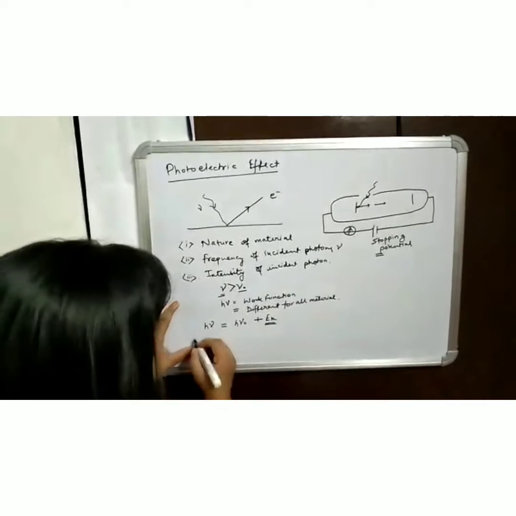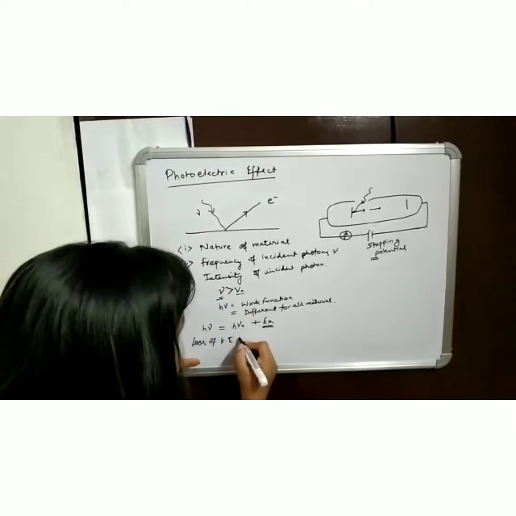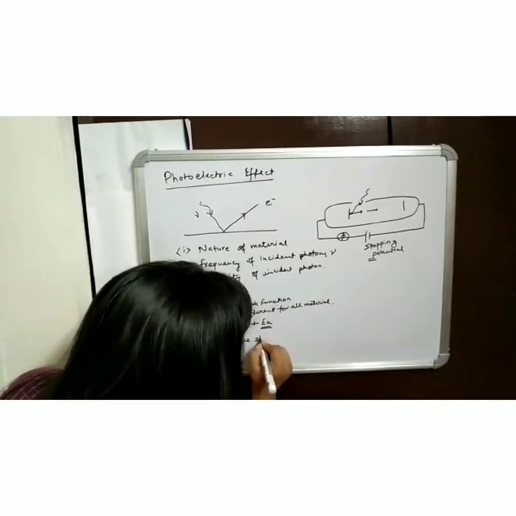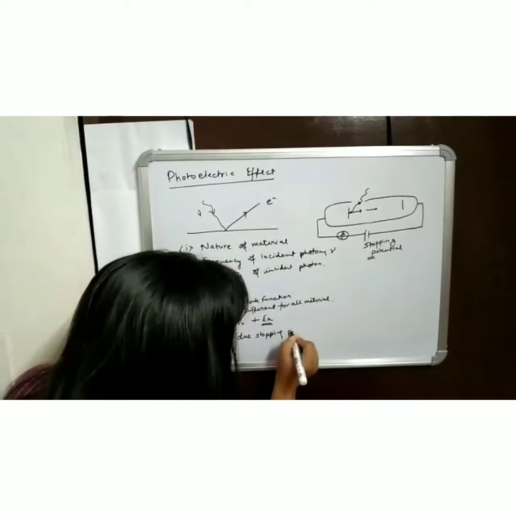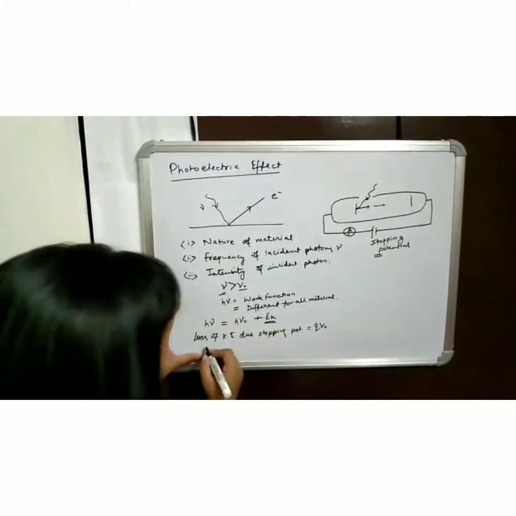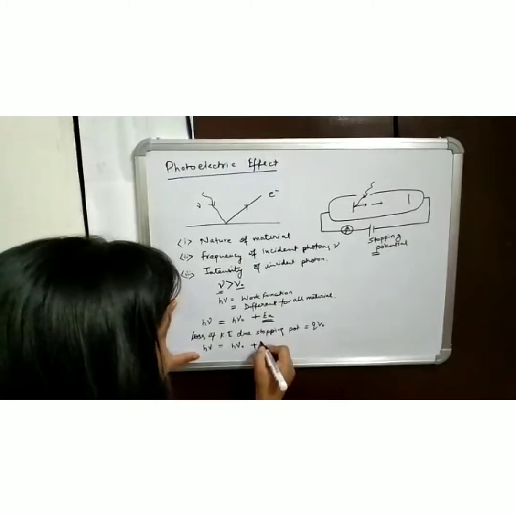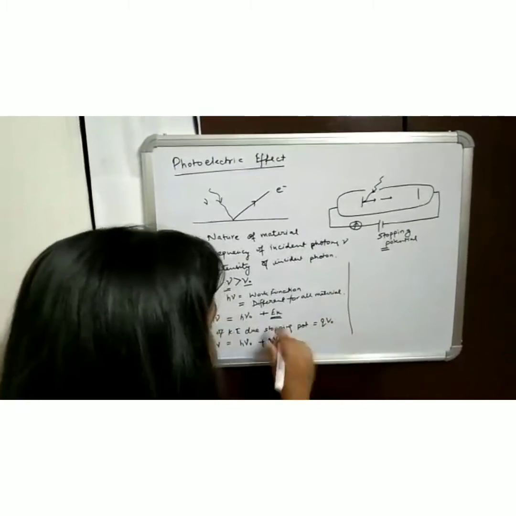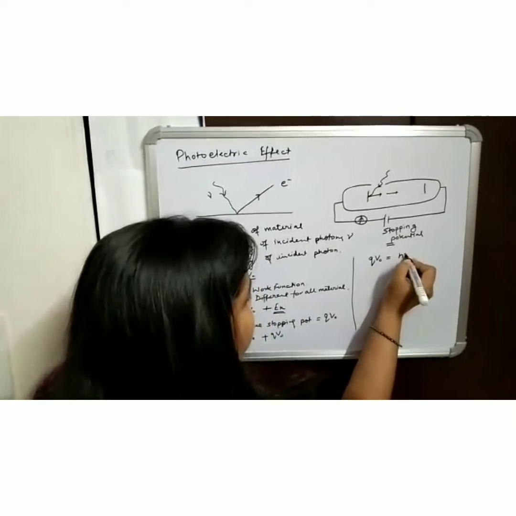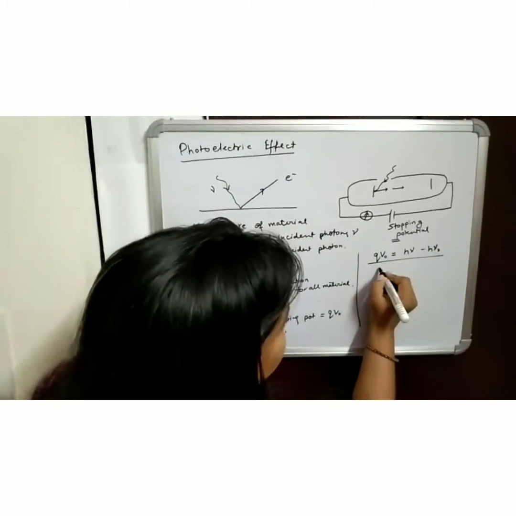The loss of kinetic energy due to the stopping potential is q v naught. So we can rewrite the equation: h mu is equal to h mu naught plus q v naught. We write this equation in another form: q v naught is equal to h mu minus h mu naught. This is simply a straight line equation.